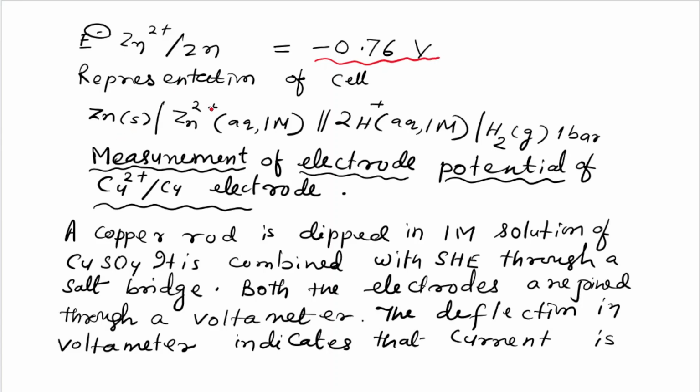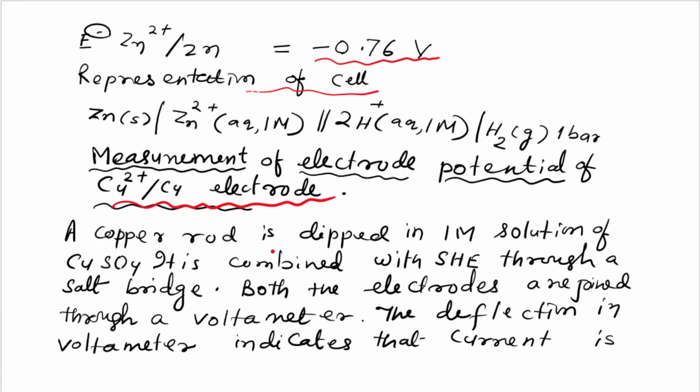Representation of this cell, how can you represent this one? This is Zn, Zn plus 2, then the oblique lines, that is your salt bridge representation, then 2H plus aqueous of 1 molar strength, where hydrogen gas is at 1 bar atmospheric pressure.